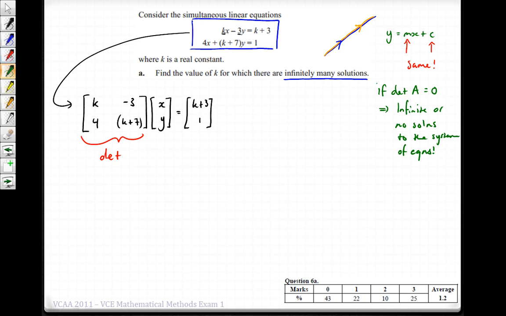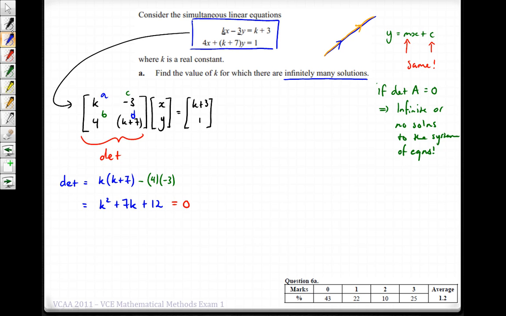Alright, so calculating the determinant of this, we're just going to have the determinant equals ad minus bc. So ad is k times k plus 7, minus bc, so minus 4 by minus 3. So the determinant is given by k squared plus 7k, expanding that out, plus 12. Now we want to find out when this equals 0.